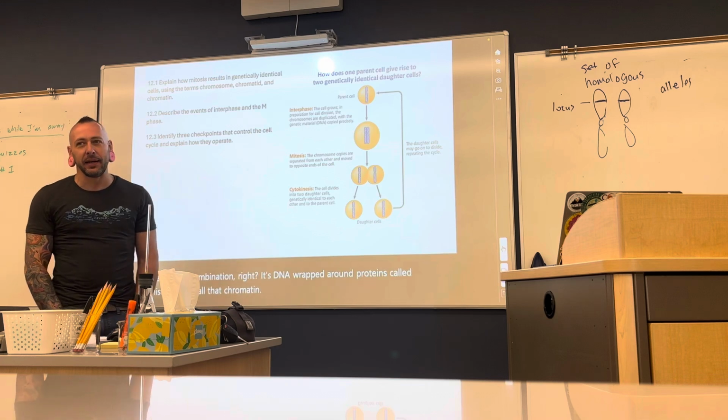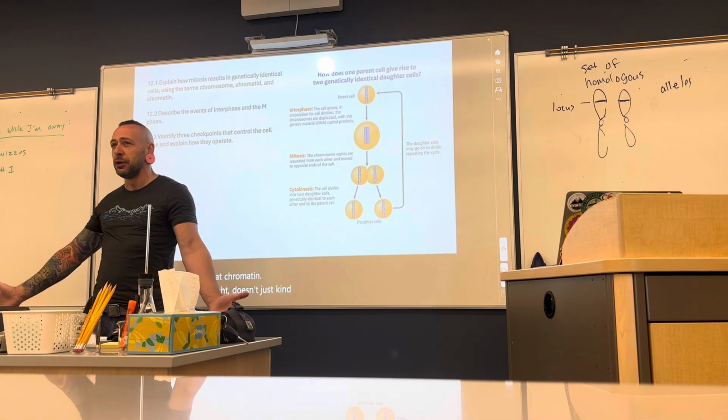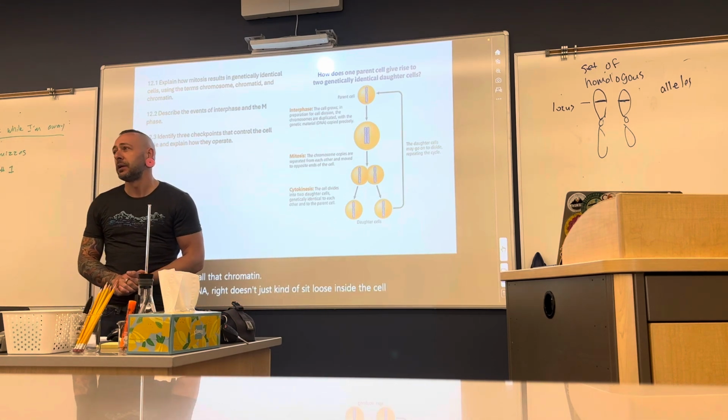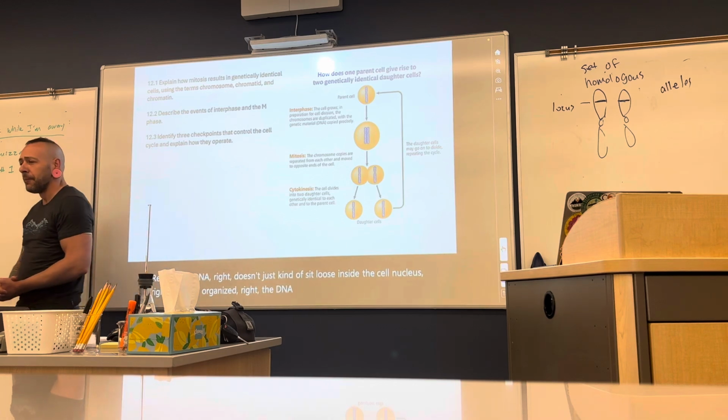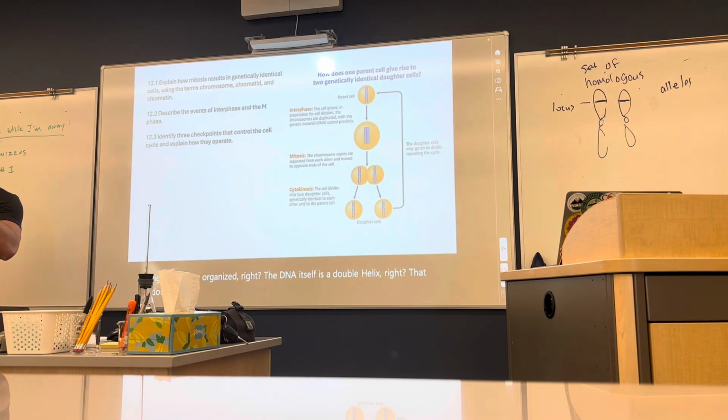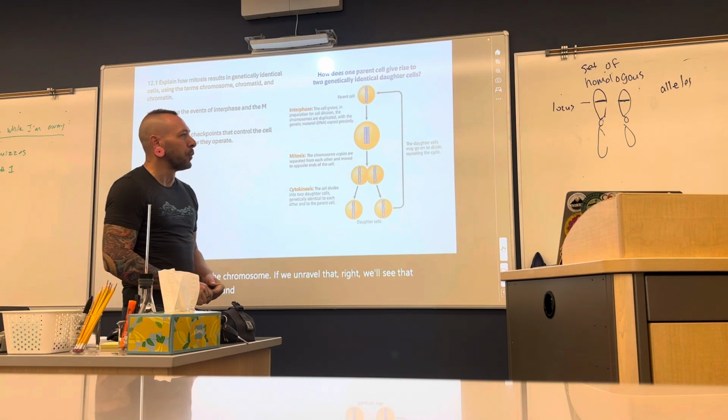Remember, DNA doesn't just sit loose inside the cell nucleus. It's very organized. The DNA itself is a double helix, and that double helix is wrapped around histones. Those histones are then stacked on top of each other, so we have this coiled coil of DNA. And then all of that finally gets packaged together until we have the structure of the chromosome that we see there. But if we unravel that, we'll see that the DNA is wrapped around those histones, and that's what we call chromatin.